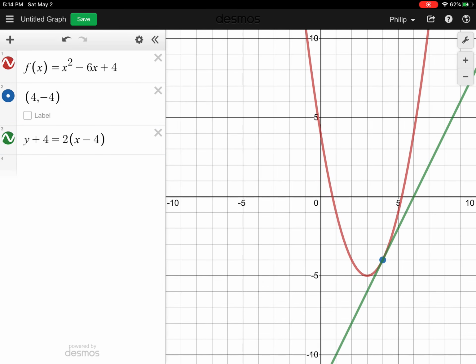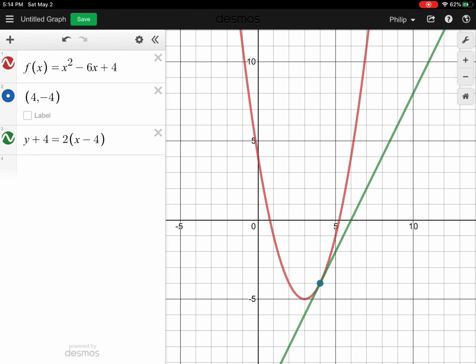And just making sure everything's correct. And there it is. There's our tangent line.